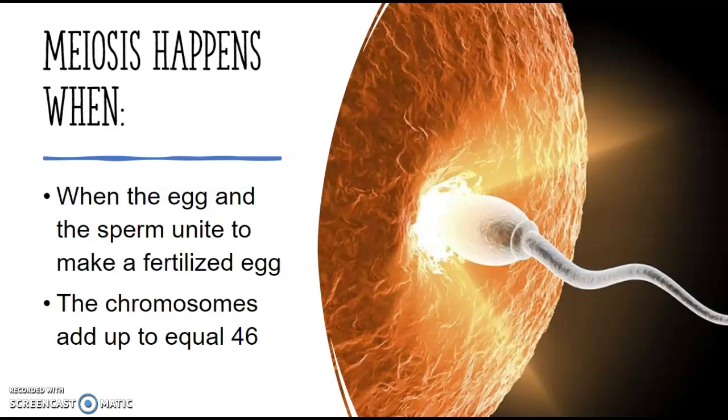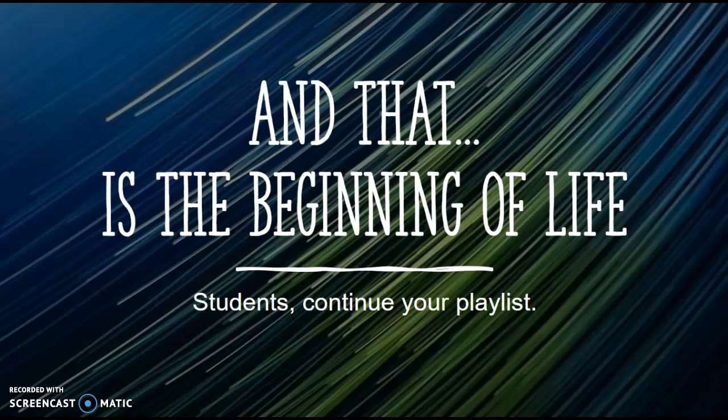Meiosis actually happens when the egg and the sperm unite to make a fertilized egg. So you got the 23 from the sperm, the 23 from the egg. Together, they now equal 46. And that is the beginning of life.